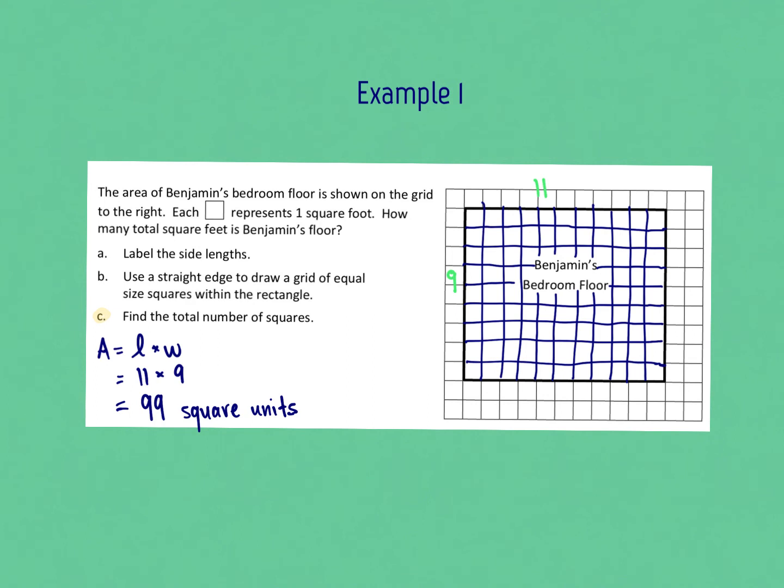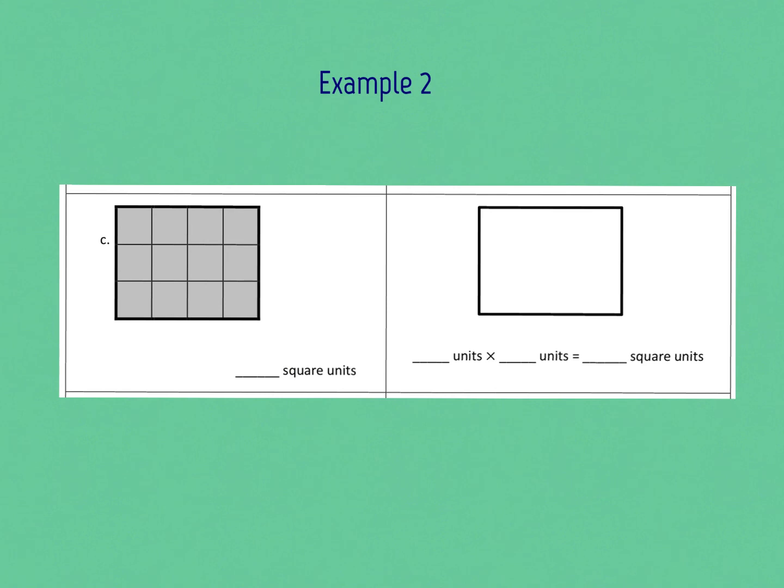So that is what we got for our answer. We have 99 square units, which actually, that is mistaken. That is supposed to be feet. Or another way we could write it was 99 squared feet, but just write it like this instead. So now that we have our answer, Ben's bedroom floor, it asks us how many total square feet is Ben's floor, and it's 99 squared feet.